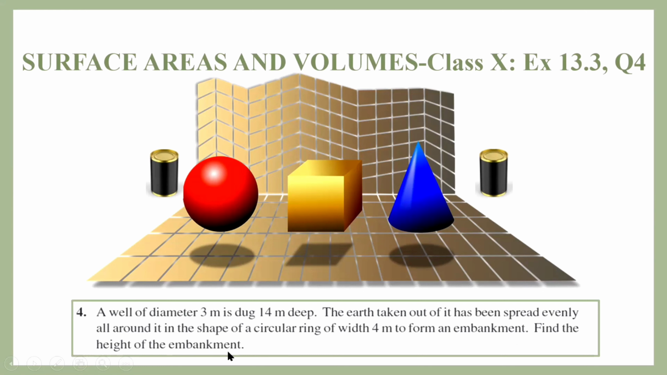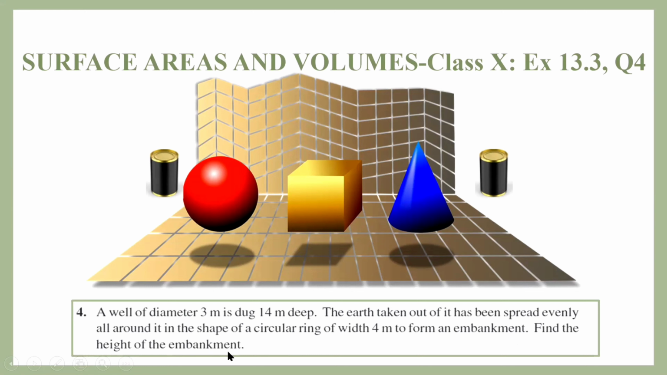Now again, as I told you, in this exercise, we are having all the questions of one solid being changed into another. So this also, the earth that is taken out from the well will be in the form of a cylinder, and it is going to be changed into a cylindrical ring, and the volumes of both of them are going to be equal. So let us see how it can be done.